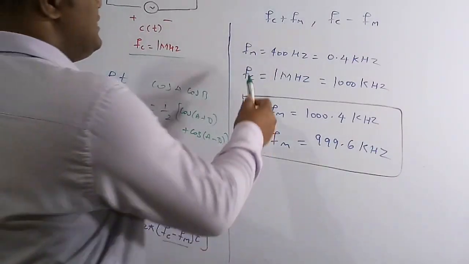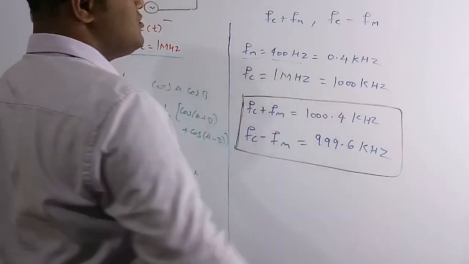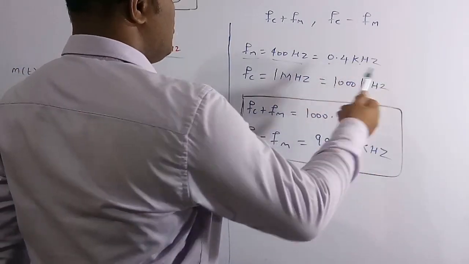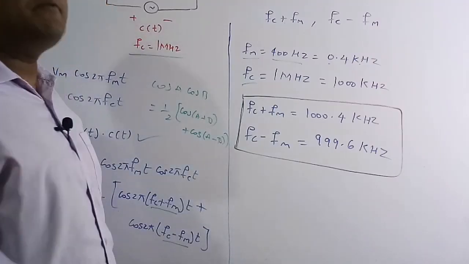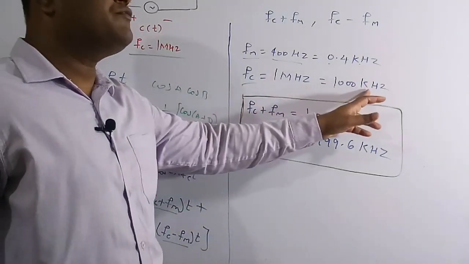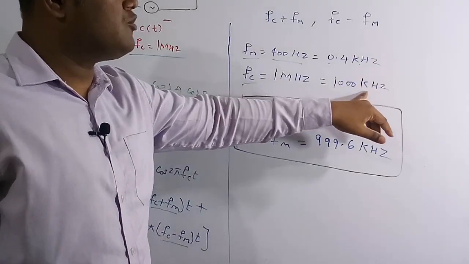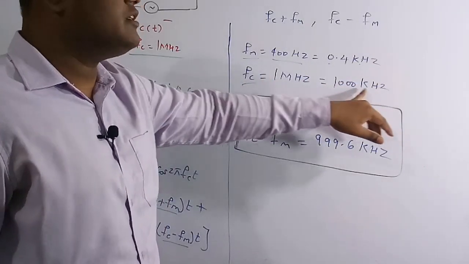So here in the question, Fm is equal to 400 Hz. We can convert this in terms of kilohertz as 0.4 kilohertz, and similarly Fc is equal to 1 MHz. I am going to convert this in terms of kilohertz, so we multiply 1 MHz by 1000 and write 1000 kilohertz.